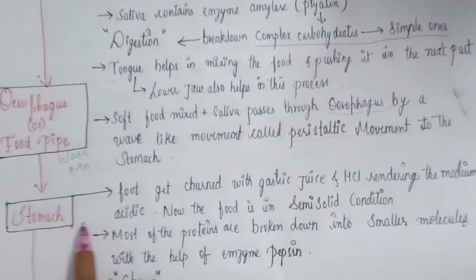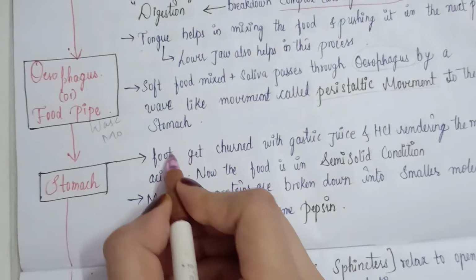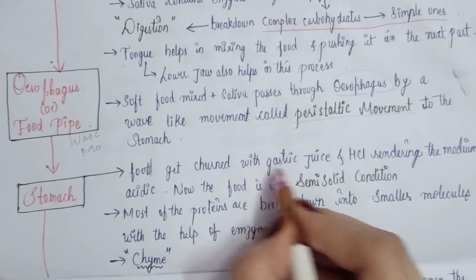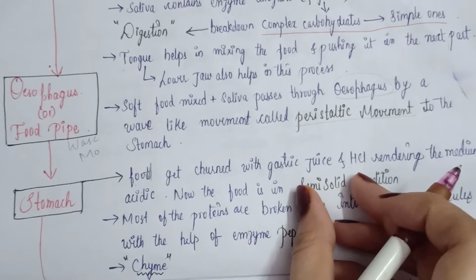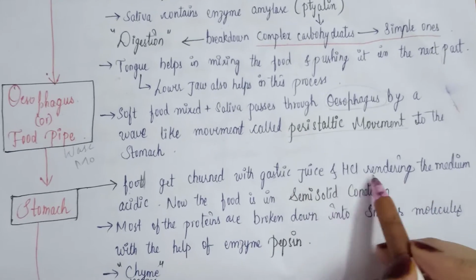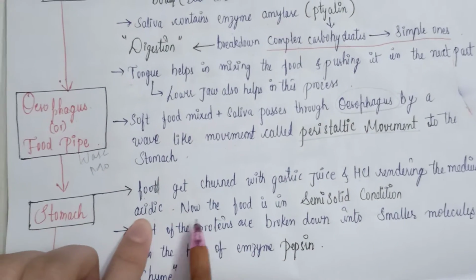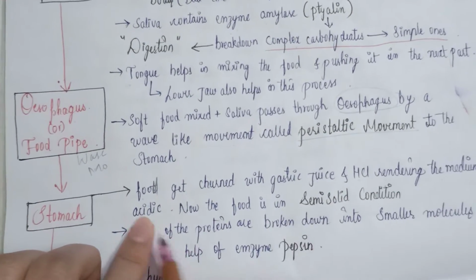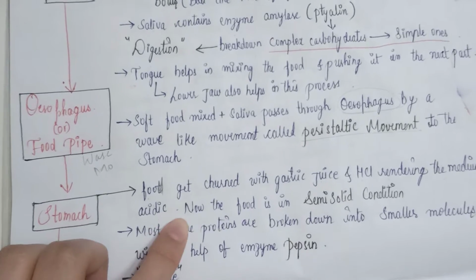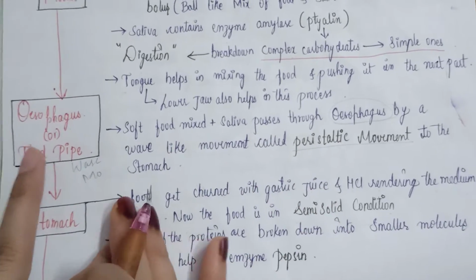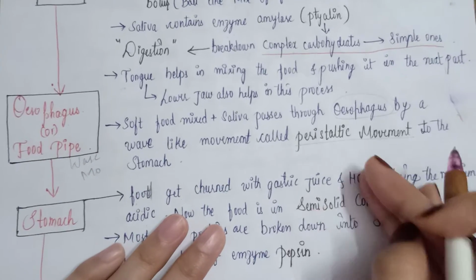Now the food is in the stomach. The food gets mixed with gastric juice, which is present in our stomach, and HCl. HCl renders the medium acidic. Now the food is in a semi-solid condition. So in the stomach, the food is mixed with gastric juice and HCl.